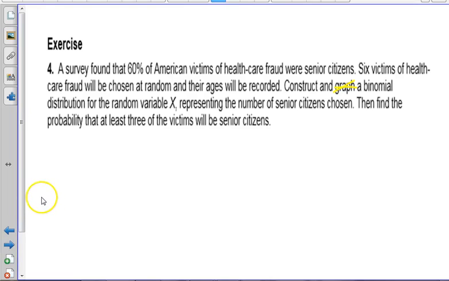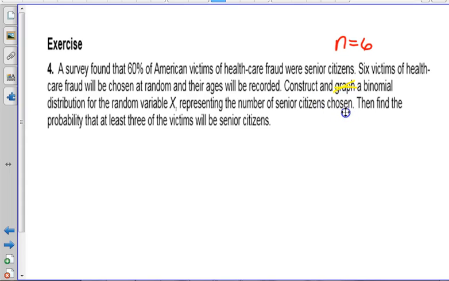Okay, so we're supposed to do this. Number 4 says the survey found that 60% of healthcare fraud victims were senior citizens. 6 victims of healthcare fraud will be chosen at random. So what does that tell us? Our sample size is 6. They will be chosen at random and their ages will be recorded. Construct a binomial distribution, we're not going to bother to graph it, for the random variable representing the number of senior citizens chosen, okay?